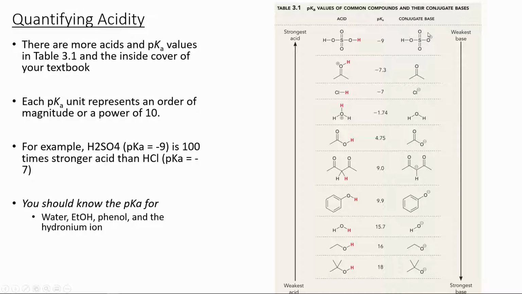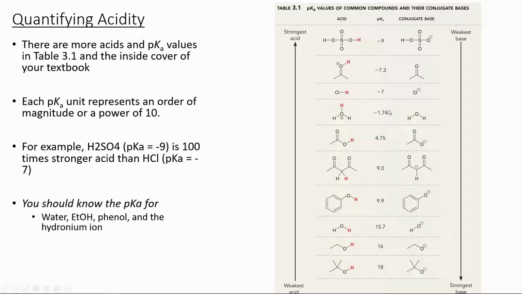This is the conjugate base. -9 is extremely acidic. On the opposite end, we have an alcohol, ethanol, tert-butyl alcohol. These are around 16 to 18, and water is around 15.7. Generally, water is a good baseline to compare the acidity of molecules to.